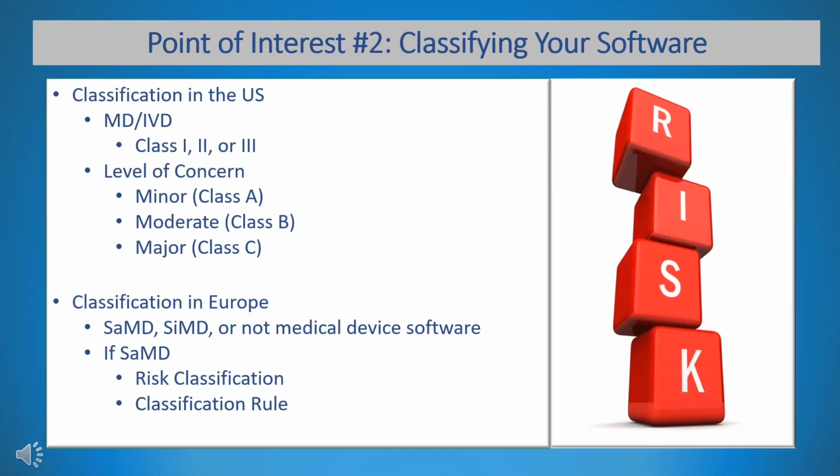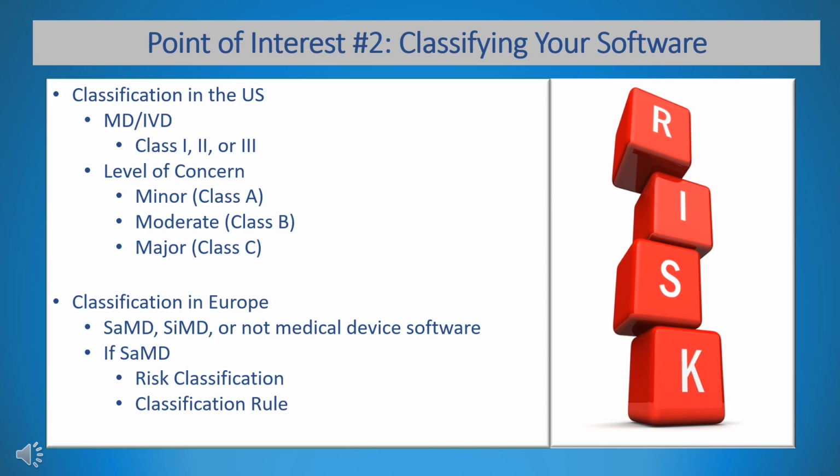Our second point of interest is classifying your software. In the US, medical device software follows the same classification as medical devices and in vitro devices. So it's either class 1, class 2, or class 3, with class 1 being the lowest risk. In addition, the FDA requires that you assign a level of concern to your software, either minor, class A, moderate, class B, or major, class C.